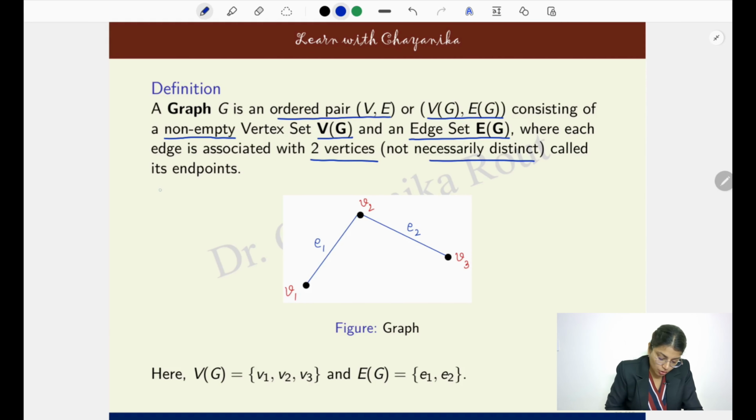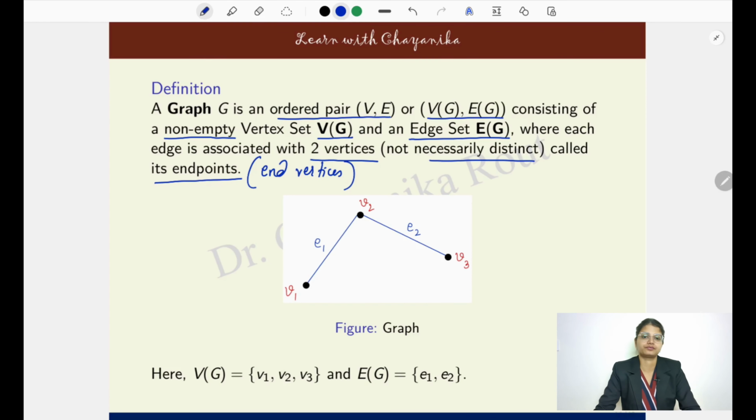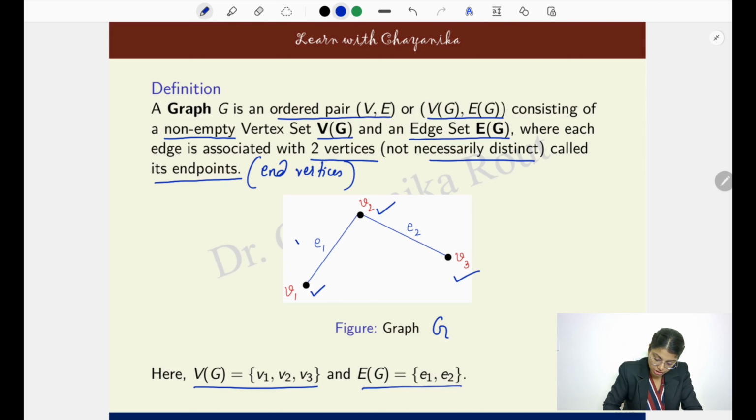Now these two vertices are called its endpoints. You can also call these endpoints end vertices, as mentioned earlier. So this is how we define a graph as a whole. For an example, we draw a graph, and for this graph G, the vertex set V(G) is the set containing V1, V2 and V3, and E(G), the edge set, contains the two edges E1 and E2. So this is how we represent a graph.